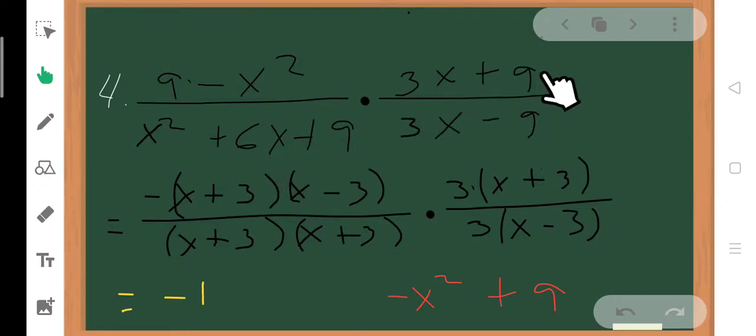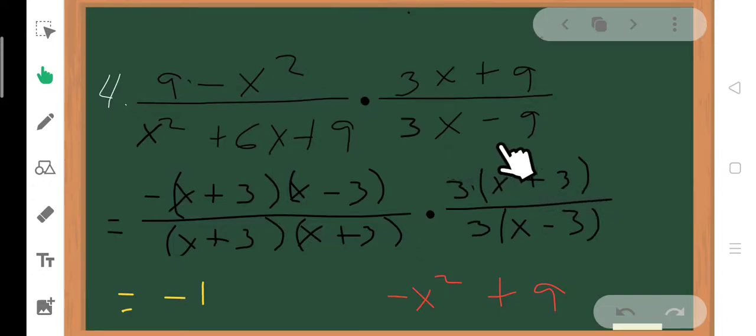Okay. Now, for this one, you could see the common monomial factor, which is 3. So we're going to take out 3 as the common monomial factor. And then the other factor would be x plus 3. Why? Because 3x divided by 3 is x, and 9 divided by 3 is equal to 3.